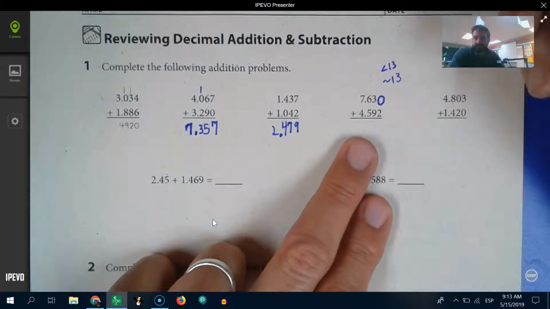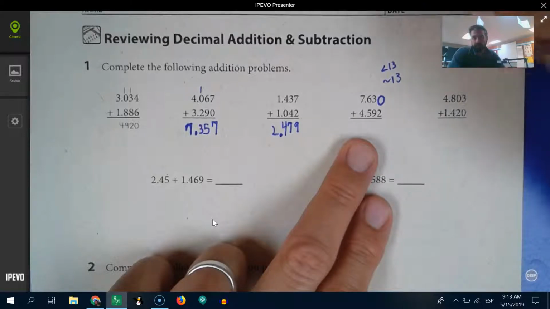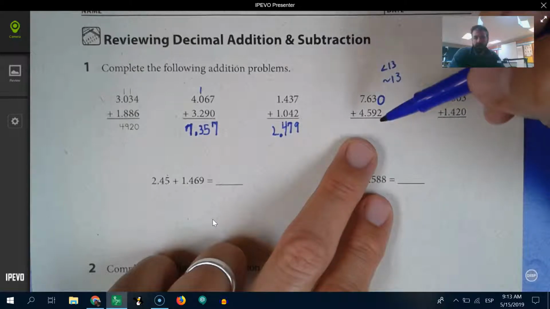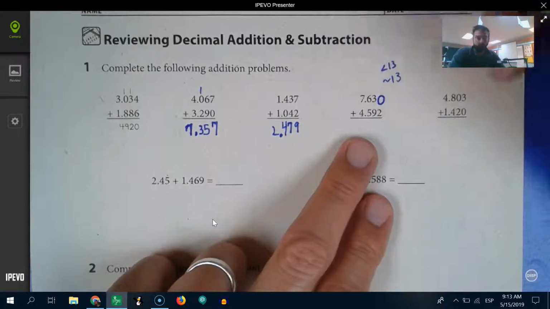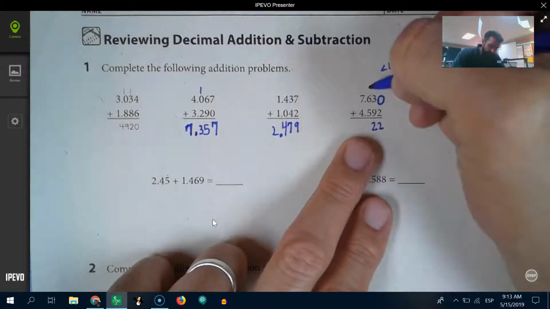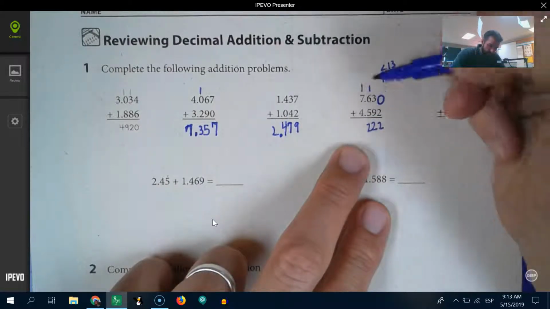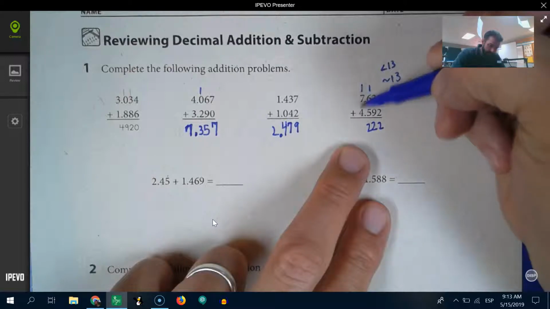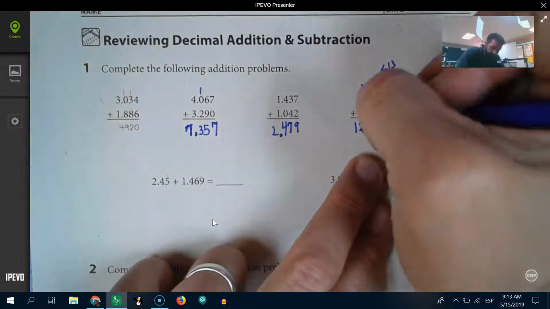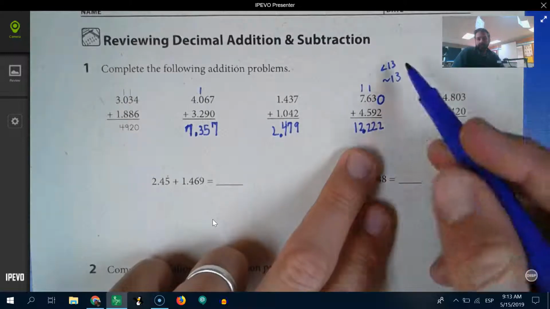Why do I want to make an estimate? Well, a lot of times when we use the algorithm, we're not thinking. We're just responding to it. So if you do some thinking first and you put some thought down, it might help you if things go horribly wrong. 0 plus 2 is 2. 3 plus 9 is 12. Got to carry that 1 up here. 1 plus 6 is 7, plus 5 is 12. Got to carry that 1 up here. 7 plus 1 is 8, plus 4 is 12. Look at that. That's a cool problem. 12 and 222 thousandths. And that's less than 13. It's around 13.